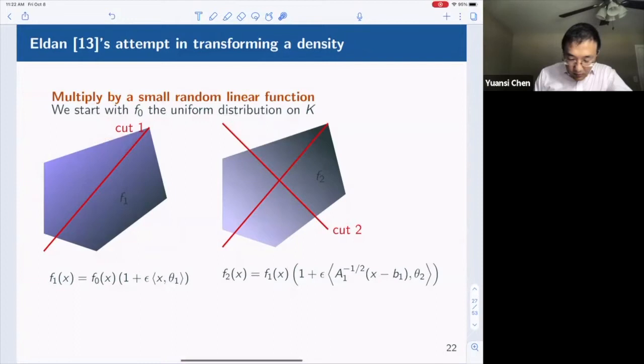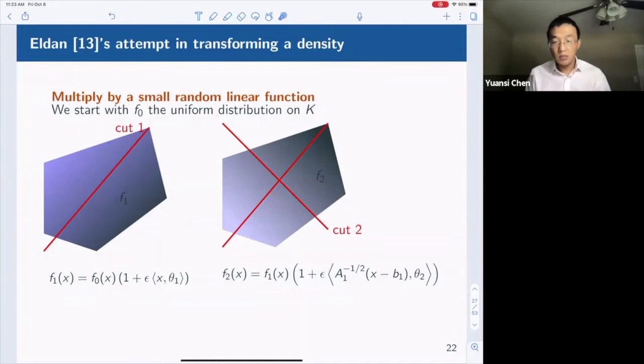So you will pick a random direction and then put a little bit of mass on the right-hand side and diminish a little bit of mass on the left-hand side. And you can do this iteratively. You choose another random direction and put a little bit of mass on this side and less mass on this side. You transform your density.